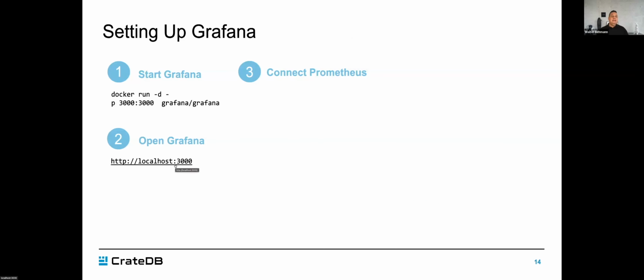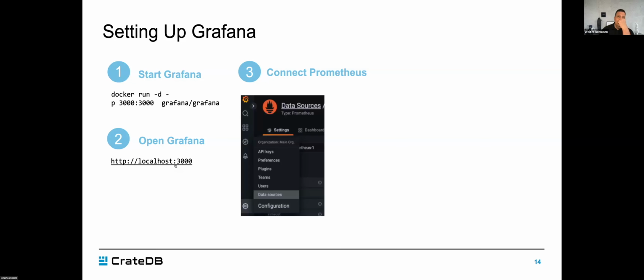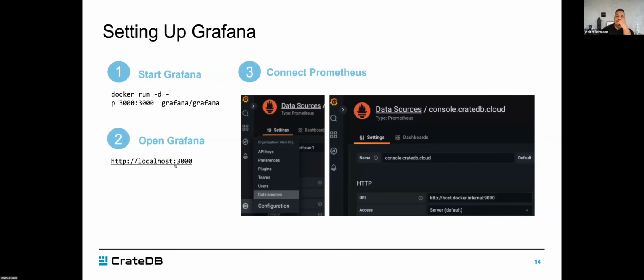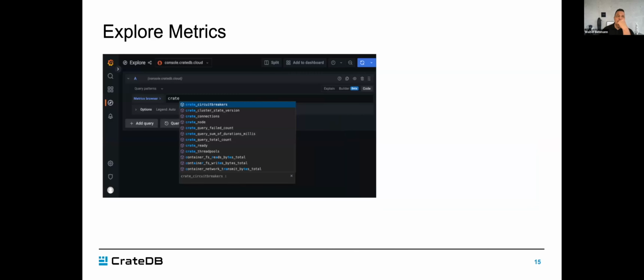The next step is Grafana. Super easy to start here. For the purpose of the demo, I decided to go with Grafana as a Docker container. Super easy to go. I can connect to it via localhost 3000, and then I'm going to show you after that how to connect Prometheus to Grafana. And then we are already there to explore the metrics.